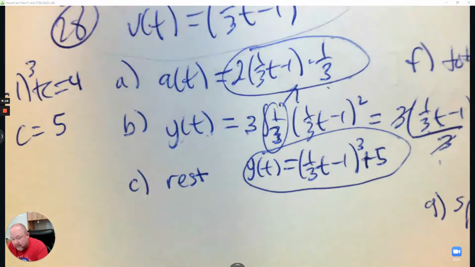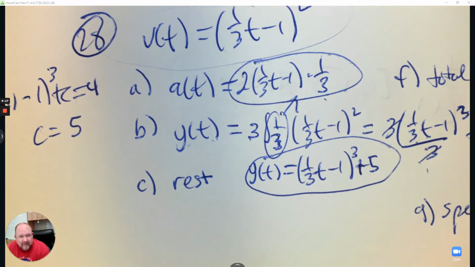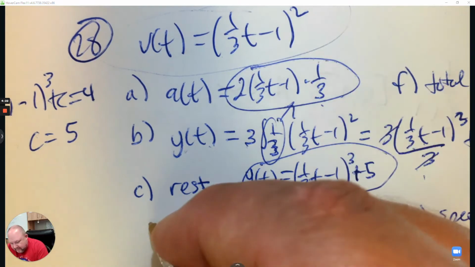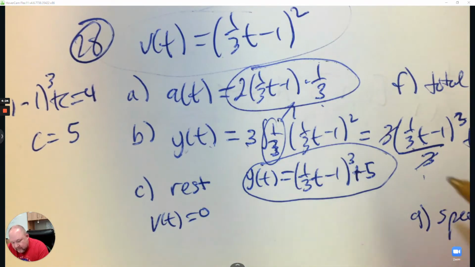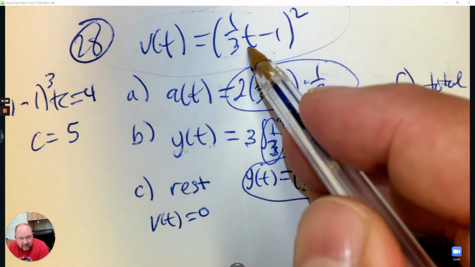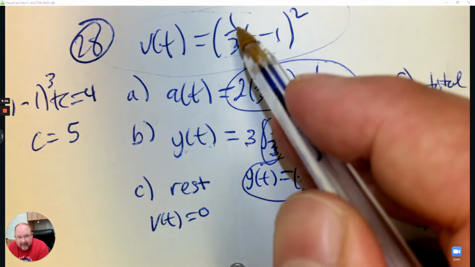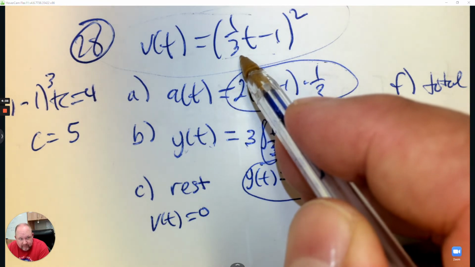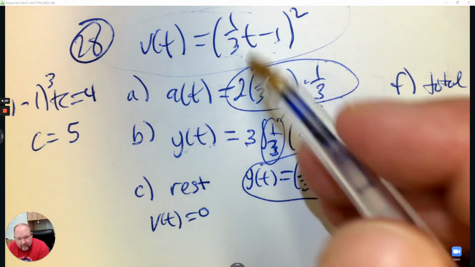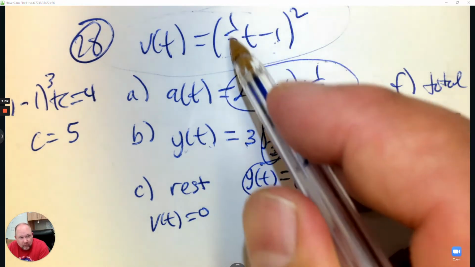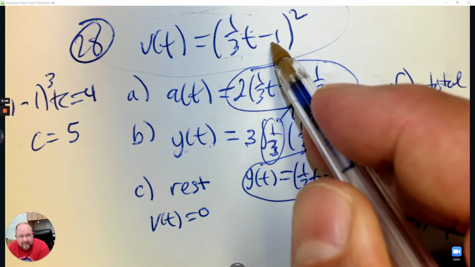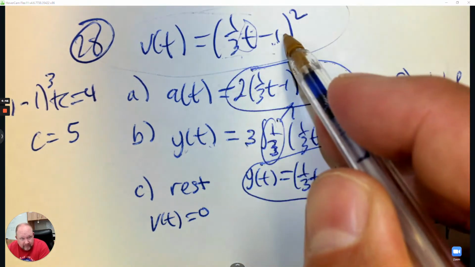Part C says, when is it resting? So I need to know which equation gives me resting. That's velocity. So if you take the velocity equal to 0, that will tell me when it's resting. So look inside the parentheses. What makes that 0? You can add 1 and divide by 1/3, or make it equal to 0 and solve it. But when you do that, the answer is 3. That's what would make it, because 1/3 times 3 is 1, and 1 take away 1 is 0. So 3 is what makes it 0.